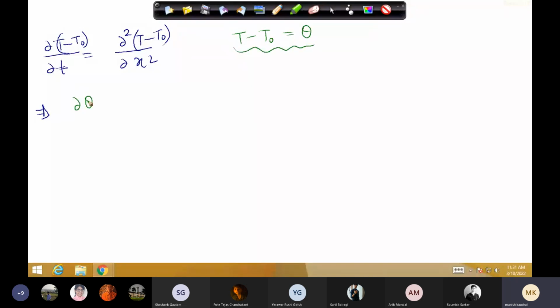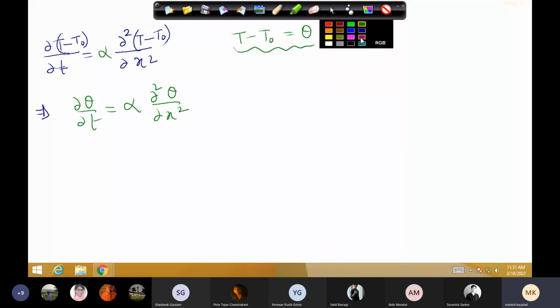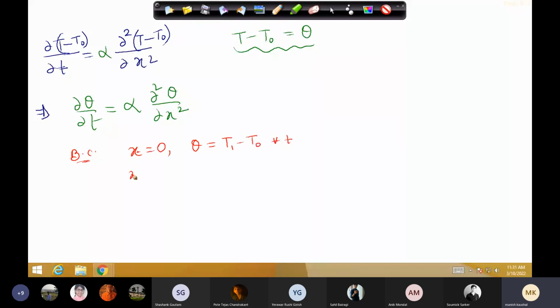Then I will have ∂θ/∂t equal to, sorry, alpha is here, α ∂²θ/∂x². And now if you write the boundary condition, if you take x equal to 0, theta has some value which is T1 minus T naught for all t, of course, because it's a boundary condition. At x tending to infinity, theta is 0 for all t.